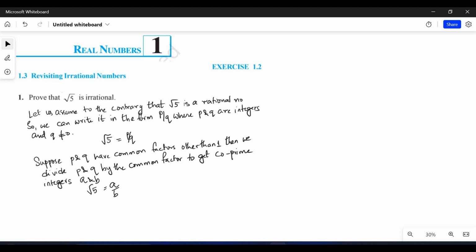Now let's take B to the other side. Rearranging, we get B root 5 is equal to A. Now squaring both sides will give you B root 5 the whole square equal to A square. So we can write 5B square is equal to A square, since root 5 the whole square is equal to 5. Let this equation be equation number 1.